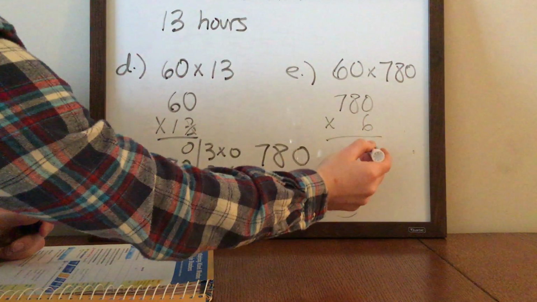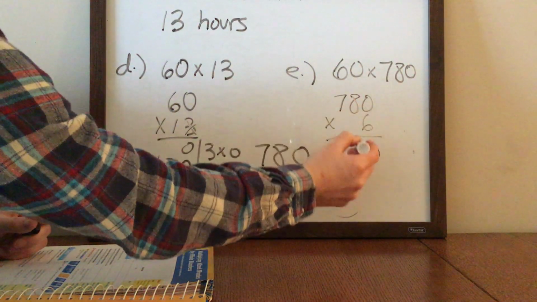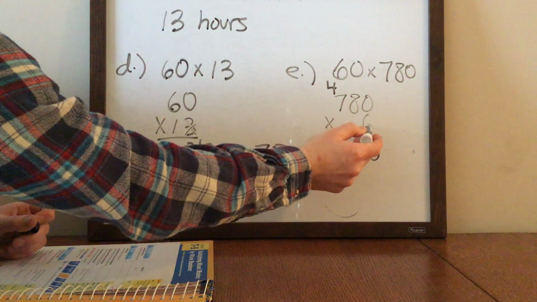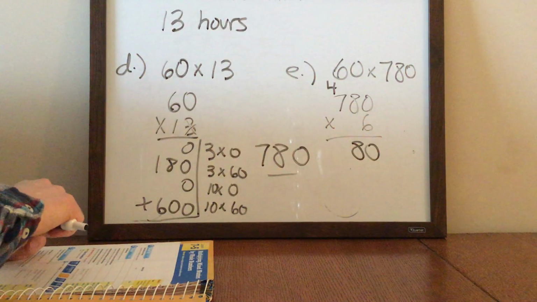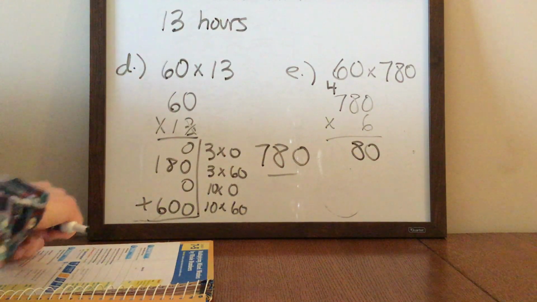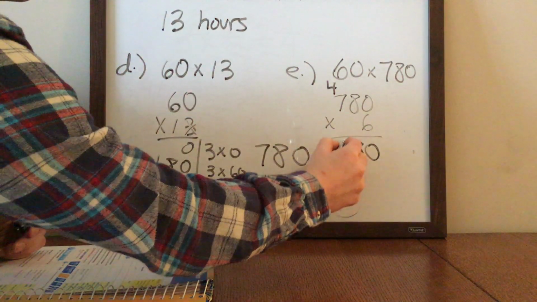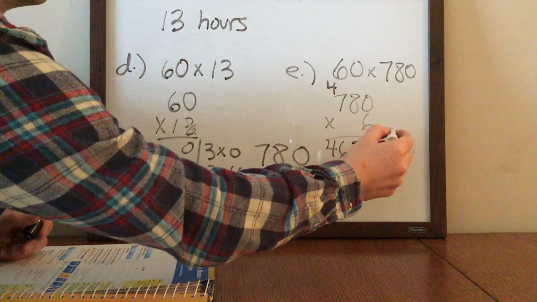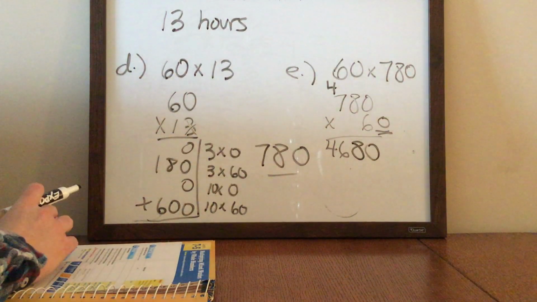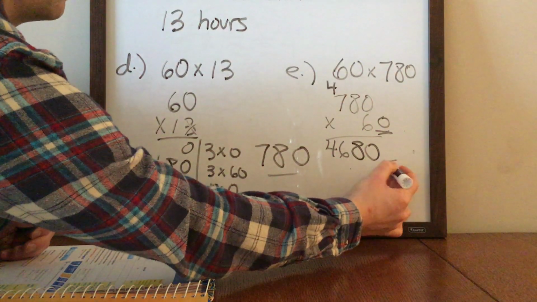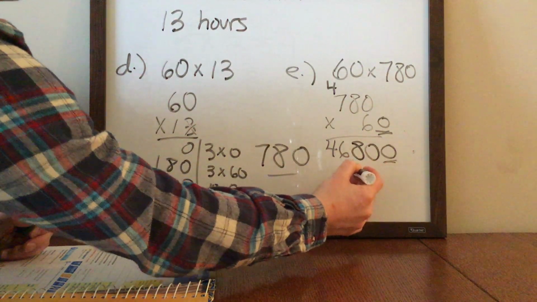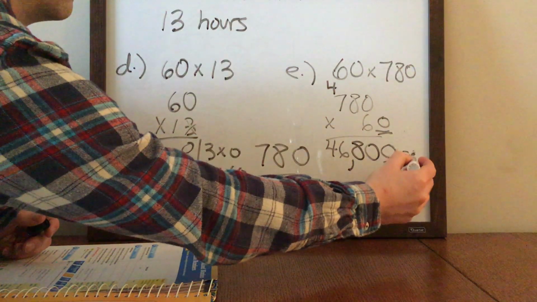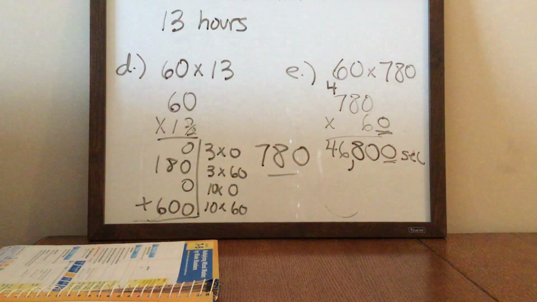6 times 0 is 0. 6 times 8 is 48. So I put my 8 down here and I carry my 4. 6 times 7 is 42. Plus 4 would give me 46. So then don't forget, I need to append a 0 because it was actually 60. So I'm going to append that over here. And I get 46,800 seconds for part E.